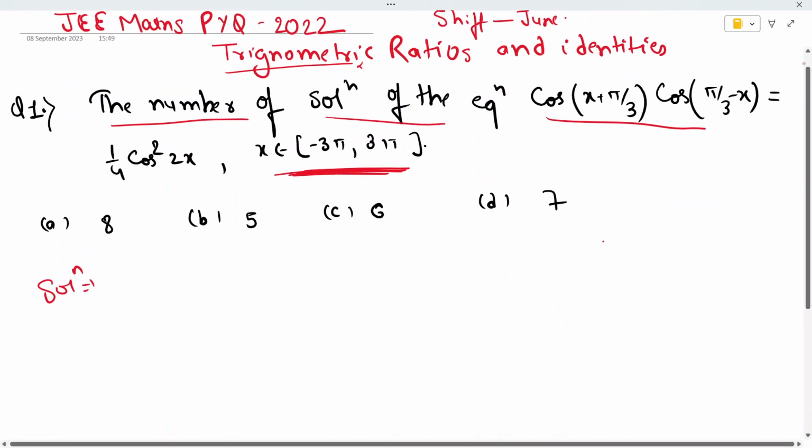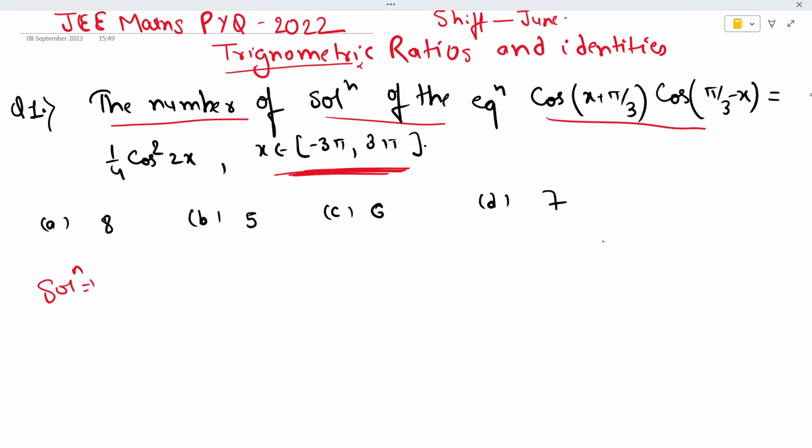Today we are going to solve JEE Mains PYQ of 2022, 6 June, trigonometric ratios and identity. There are 7 questions asked in trigonometric ratios and identity. So without wasting time, let's move to question one.